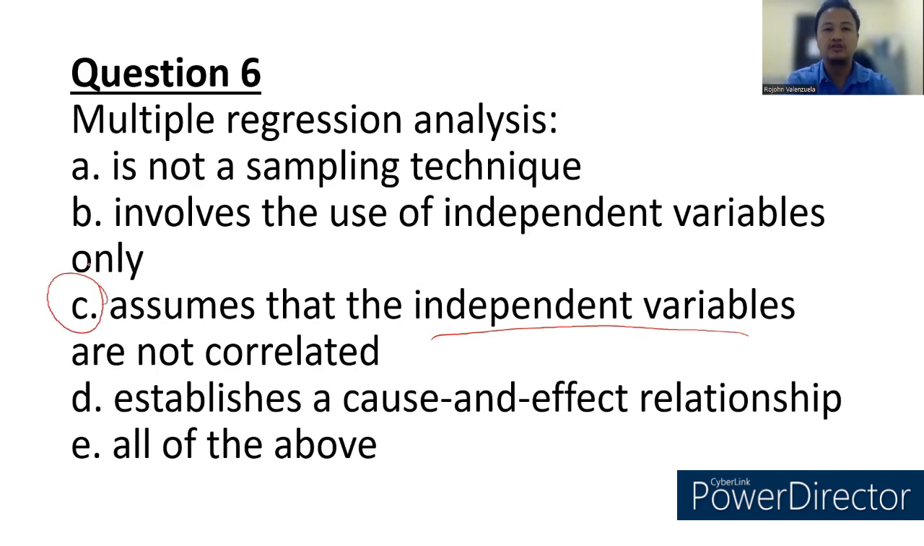Okay? Ang multiple regression, isa siyang sampling technique. Hindi lang independent variables ang ginagamit niya, pati na rin dependent variables pag tayo nag-multiple regression. At saka hindi siya cause and effect relationship. So, mas tama yung letter C. Ina-assume natin na hindi correlated yung mga independent variables from each other. So, the answer is letter C.